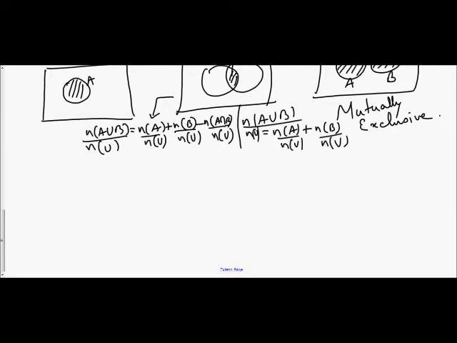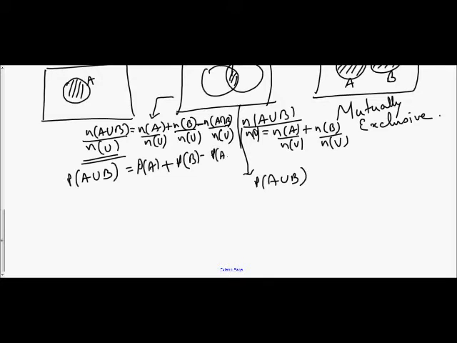So on the left hand side of each of these equations you have probability of A union B, because n of A union B divided by n of U is P of A union B. And on this side you have n of A over n of U, which is P of A, plus n of B over n of U, which is P of B, and there is a minus n of A intersection B divided by n of U, which is P of A intersection B. So this is the formula I just wrote a few minutes before. And here you can see this is P of A and the other one is P of B. This is for mutually exclusive events, and just a few seconds back I wrote this formula.